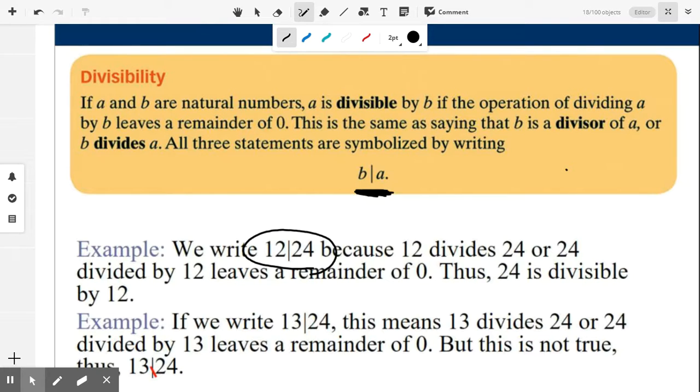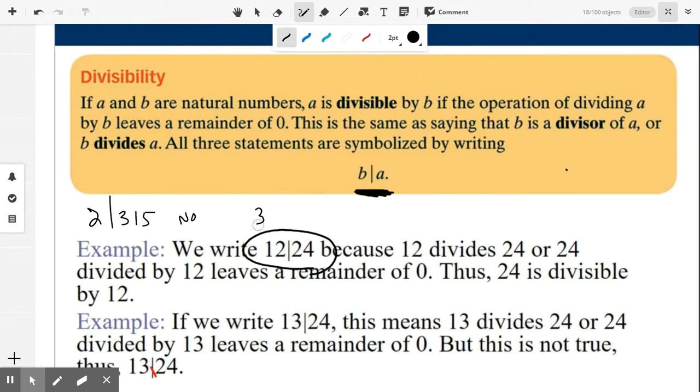If we write 13 slash 24, that means 13 divides 24, but it's not true. So this is not true. Okay. So when you get to your assignment, or you get to a quiz or a test, it's just going to give you something like this: 2 slash 315. It's going to ask you, is that true or not? Will 2 divide into 315 evenly? And the answer is no. It would have a remainder.